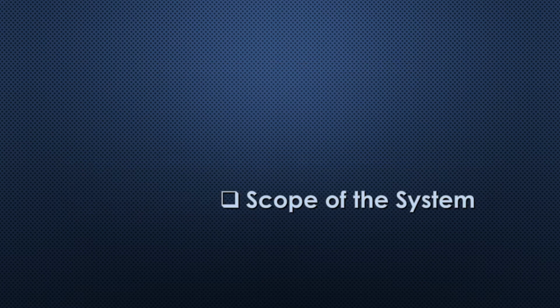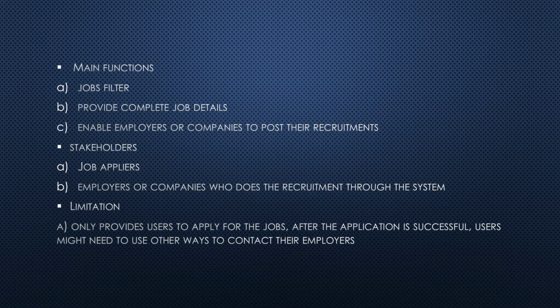Okay, next, the scope of the system. Okay, so there are a few main functions of this system. Firstly is the jobs filter function. So this function allows users to filter out the jobs that they are uninterested in or the jobs that are irrelevant to them, so that before they choose the job they want, they can look at the jobs that they want more easily since the unwanted jobs are already filtered out.